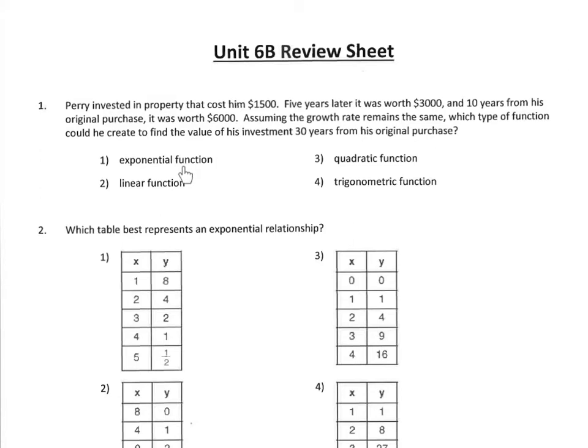goes up by a rate. So here it's going up by 100%. It's doubling every 5 years. So that would be choice one.